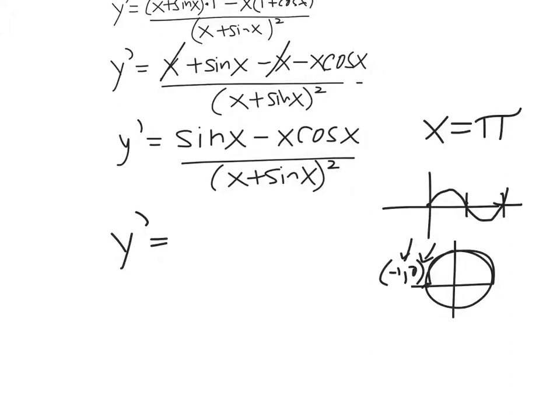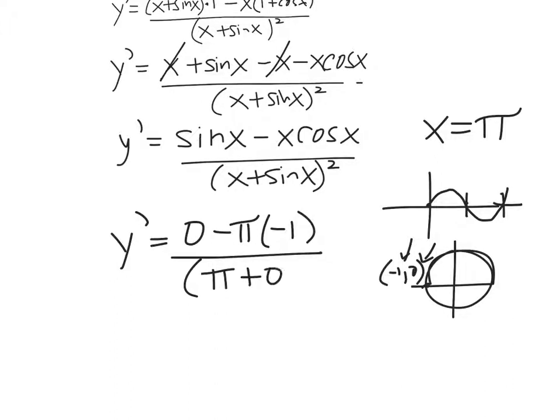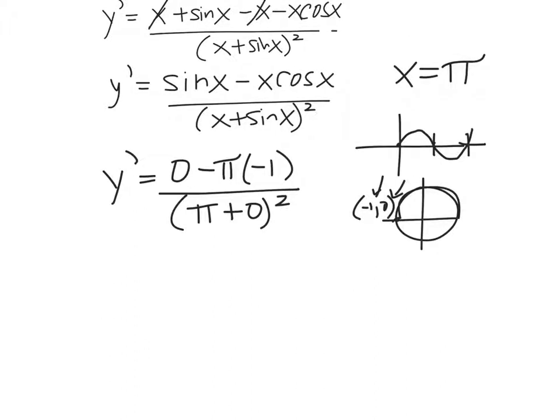All right, so we get 0 minus pi. What's the cosine of pi? -1. Good. Over pi plus 0 squared. This is going to reduce nicely. Up top we get pi. On the bottom we get pi squared, and so the slope of the tangent would be 1 over pi.